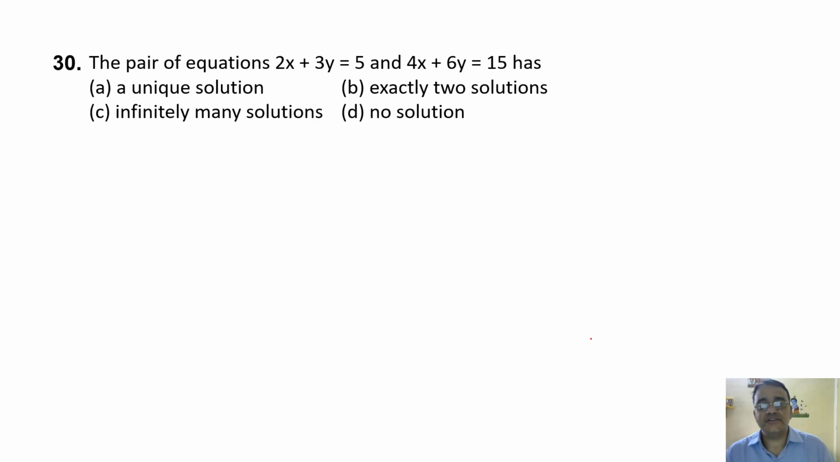The pair of equations 2x plus 3y is equal to 5 and 4x plus 6y is equal to 15 has. So what we will do, we will write a1, b1, c1, a2, b2, c2, then we'll find the ratios, then we'll check. Okay, so first a1, b1, c1. What is a1? Plus 2. b1 is 3, c1 is minus 5. a2 is plus 4, b2 is plus 6, c2 is minus 15. Very good.